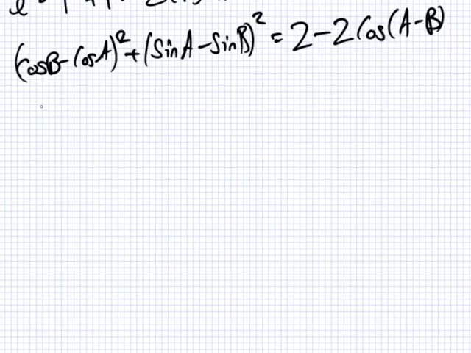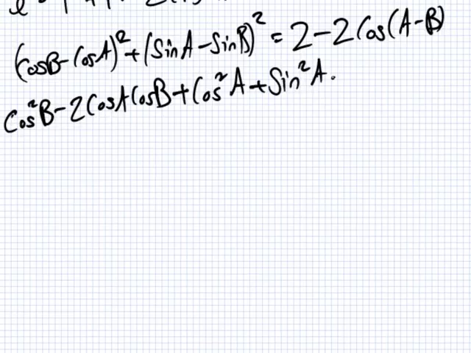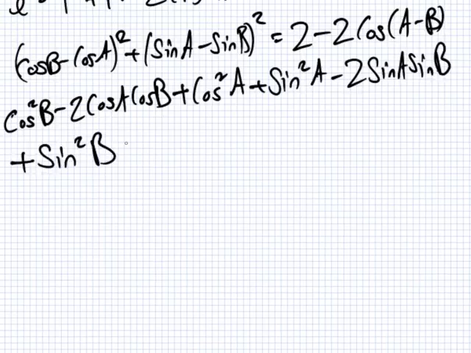But let's continue here. So we have cos squared B minus 2 cos A cos B plus cos squared A plus sin squared A minus 2 sin A sin B plus sin squared B equals 2 minus 2 cos A minus B.